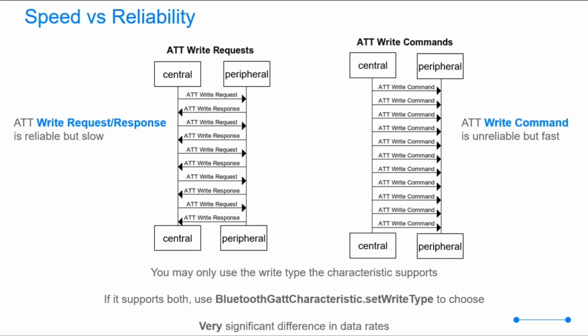Now, assuming a characteristic supports writing at all, it will support one or both of these different types of write operation. If it supports only one, the Android API will figure out the way to proceed automatically. If it supports both, you can use the setWriteType method of BluetoothGattCharacteristic to select the one you want to use. And of course, you make that choice based on whether reliability is most important to you or speed. In many applications, a dropped packet here or there really doesn't matter. In others, it might be critical.